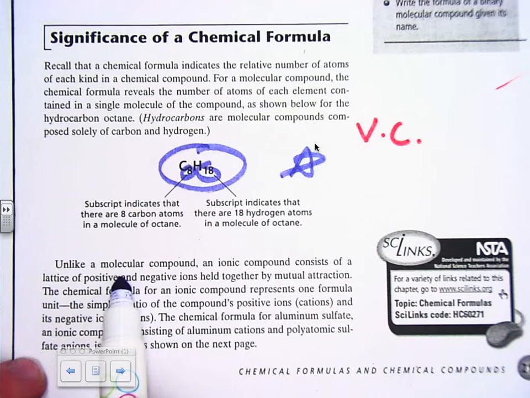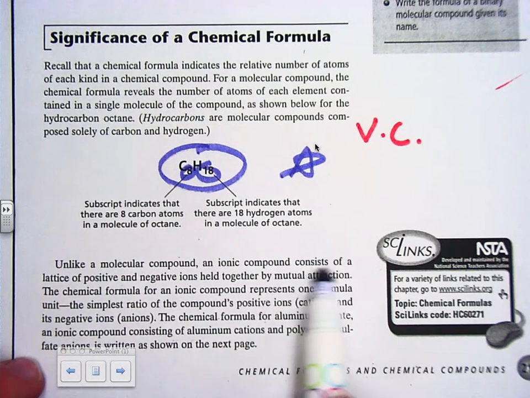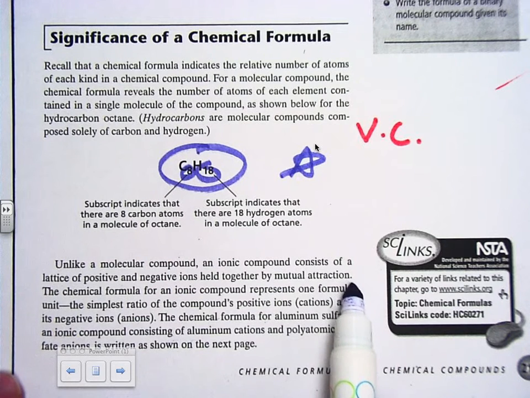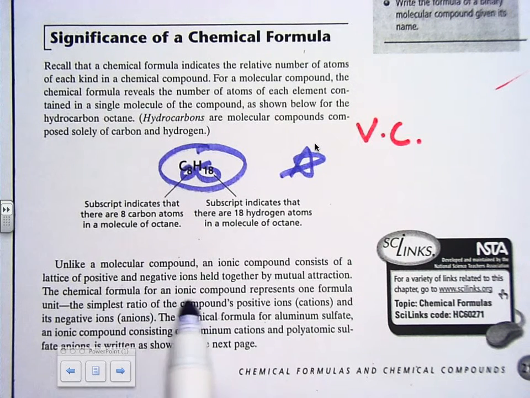Unlike a molecular compound, an ionic compound consists of a lattice of positive and negative ions held together by mutual attraction. The chemical formula for an ionic compound represents one formula unit, the simplest ratio of the compound's positive ions, cations, and its negative ions, anions. The chemical formula for aluminum sulfate, an ionic compound consisting of aluminum cations and polyatomic sulfate ions, is written as shown on the next page. All right, let's go to the next page.